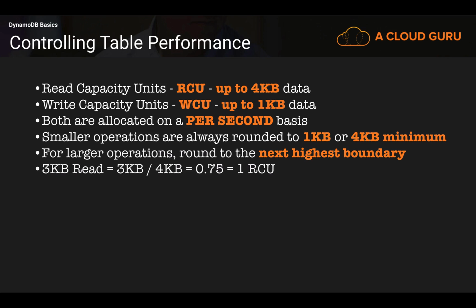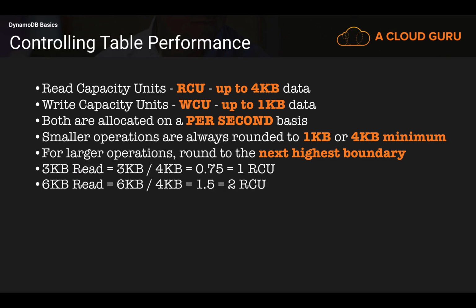Let's say I wanted to read 3 kilobytes of data from my table. We know that 3 kilobytes is less than 4 kilobytes, so we know we need to round up to 4 kilobytes. But let's follow the process. We take the 3 kilobytes and we divide it by 4 kilobytes, which gives us 0.75. And this is the number of raw units we need. So we round this to the next highest whole number, and that gives us 1 RCU.